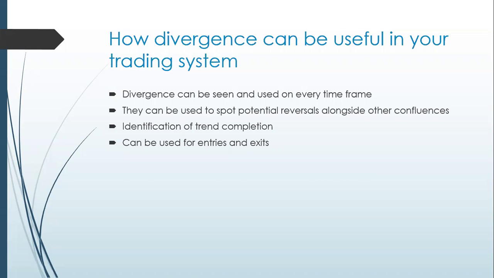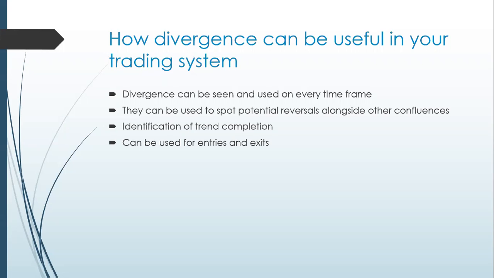to spot potential reversals, but to spot these potential reversals, you also have to use it in conjunction with other confluences, such as support and resistance, candlestick patterns, quarter points, whole numbers, quarters. You must have other confluences to go along with divergence, especially if you're looking for a reversal. Don't just see divergence taking place and take an entry. That's crazy, right?